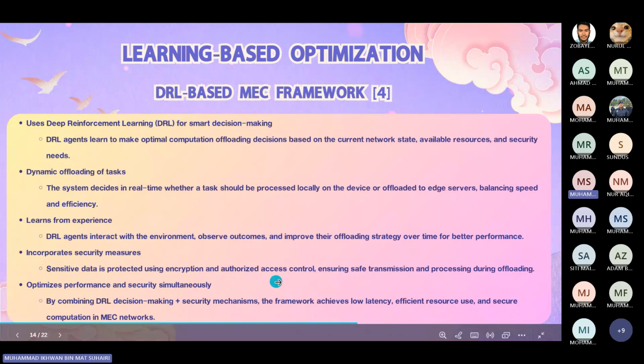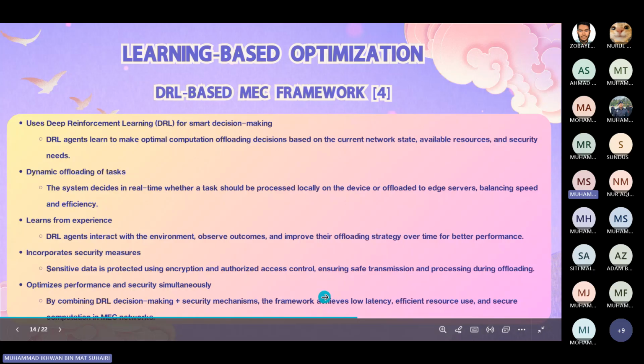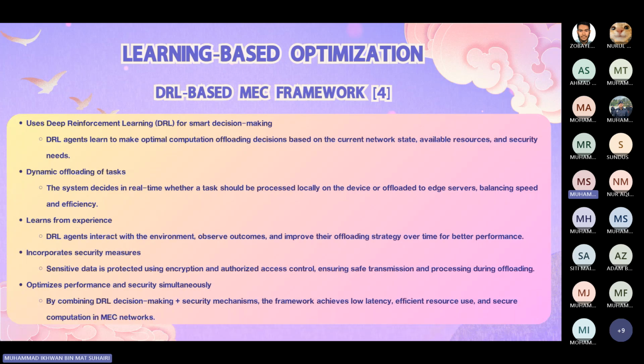It incorporates security measures where sensitive data is protected using encryption and authorized access control, ensuring safe transmission and processing during offloading. It also optimizes performance and security simultaneously by combining DRL decision-making plus security mechanism. The framework achieves low latency, efficient resource use, and secure computation in the MEC network.